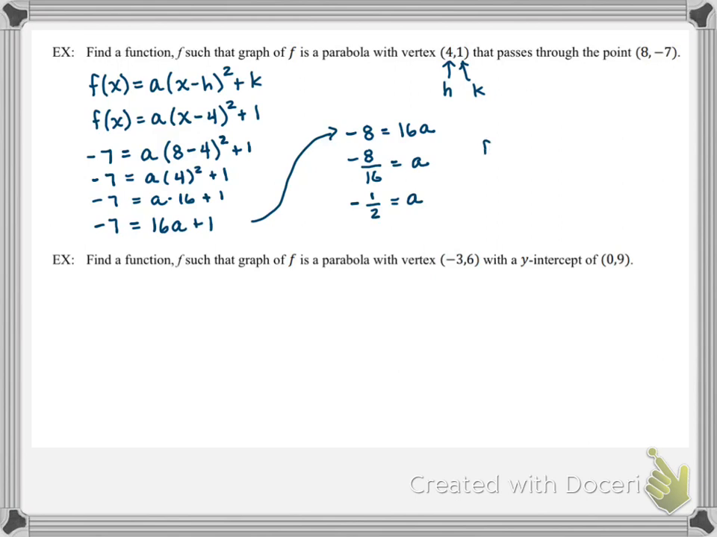And so then we can write our function. So f of x equals our a is -1/2 times x minus 4 squared plus 1. So you don't want to leave that 8 and negative 7 in there. We just plug them in to find a, and then we go back to the general formula of the function. Make sense? So start with your vertex and then plug your other points in to find a. You guys try that second one.